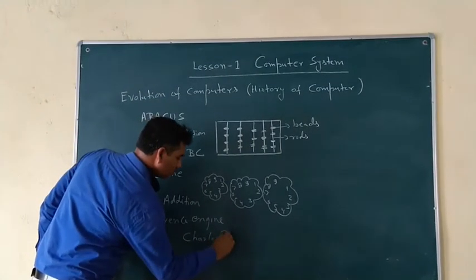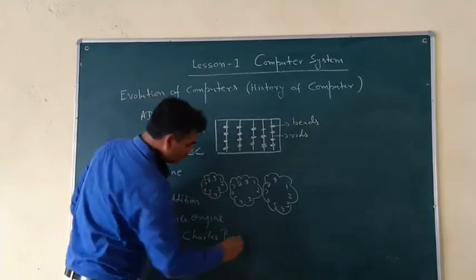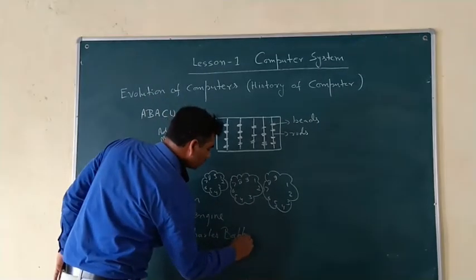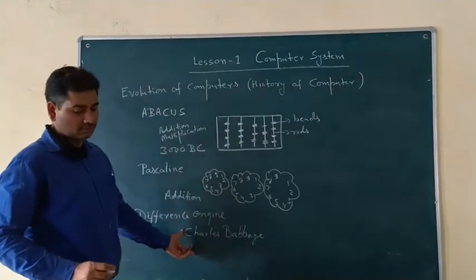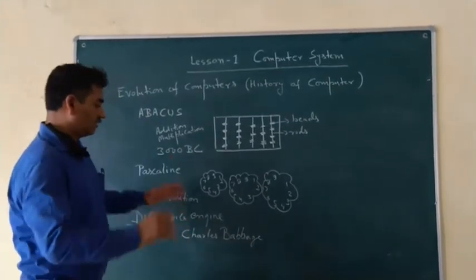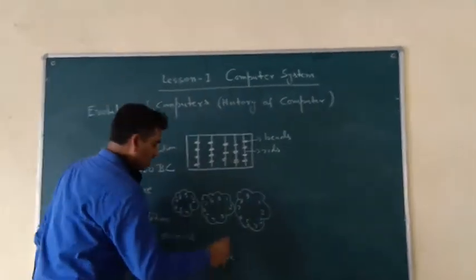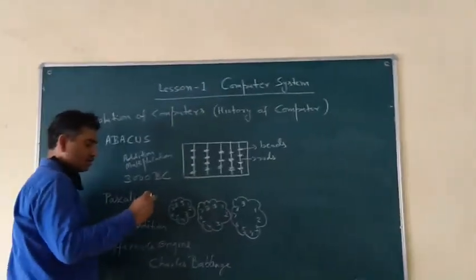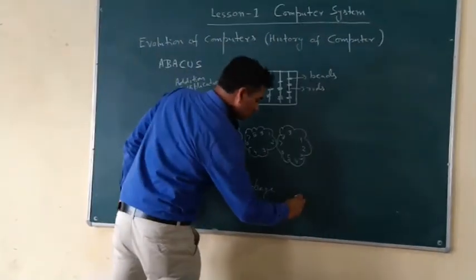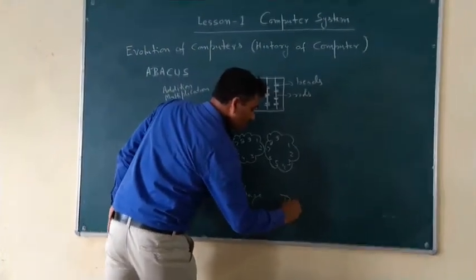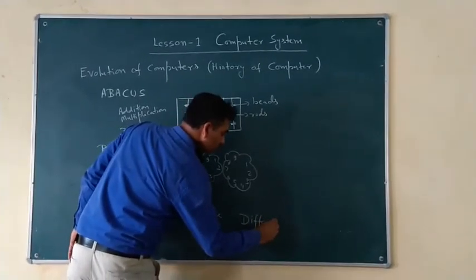Charles Babbage, you know, he was the father of the computer. He is the father of the computer system. Charles Babbage is known as father of the computer system. He made a mechanical machine that had some programming concept also, and this system was used for solving mathematical problems, for differential equations.